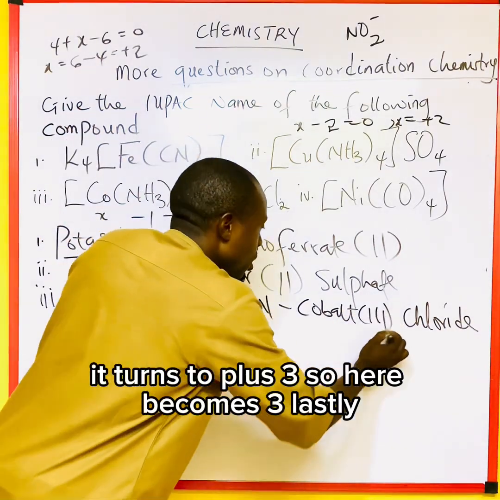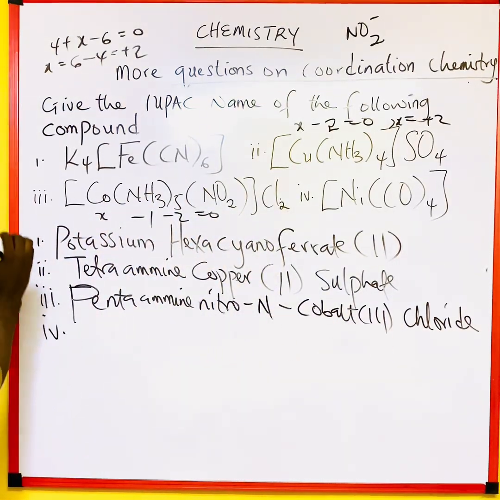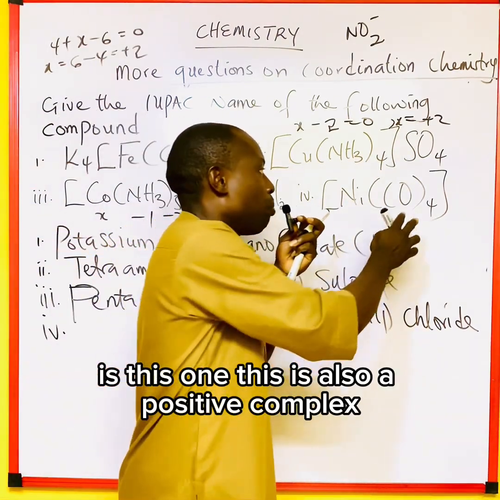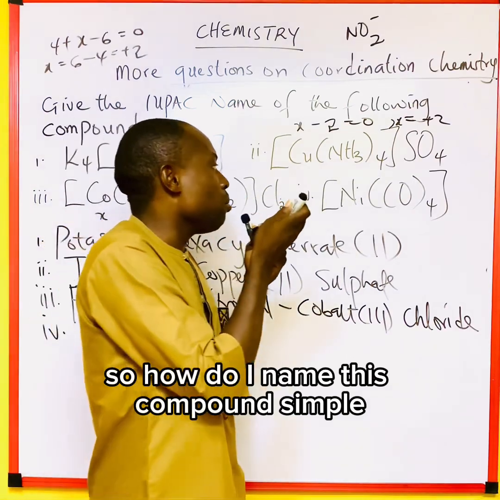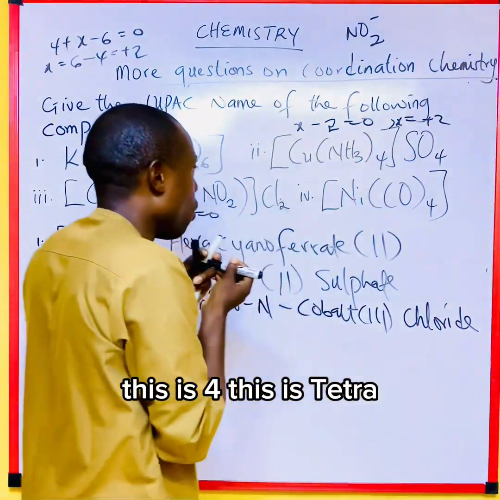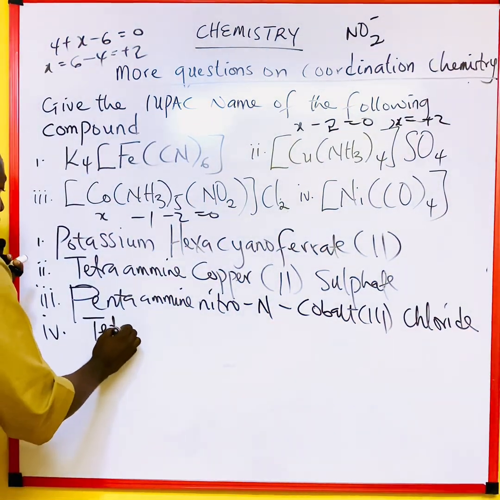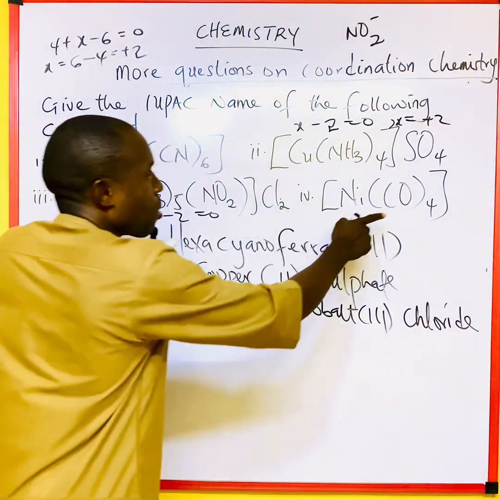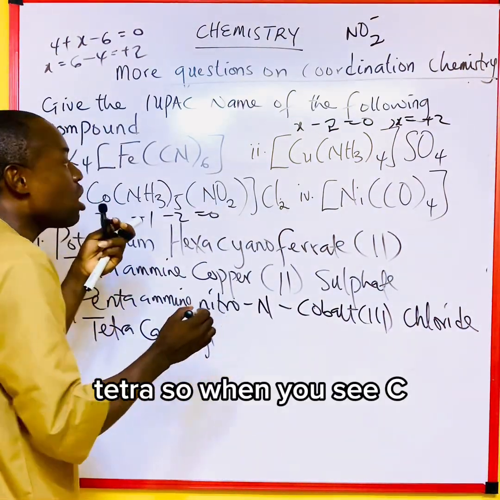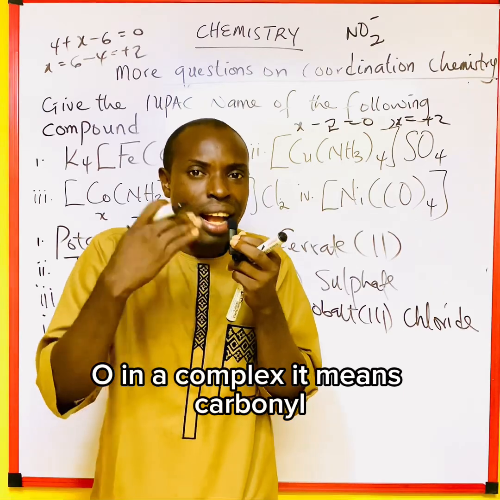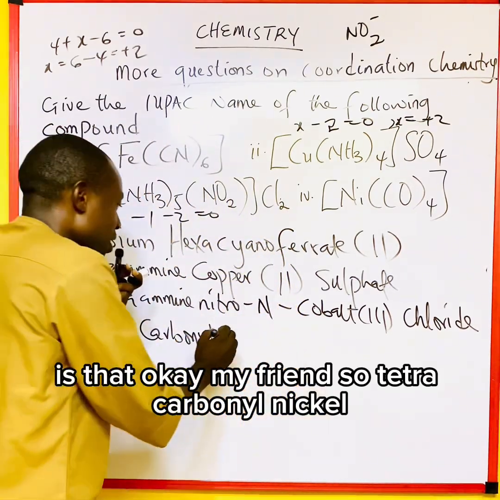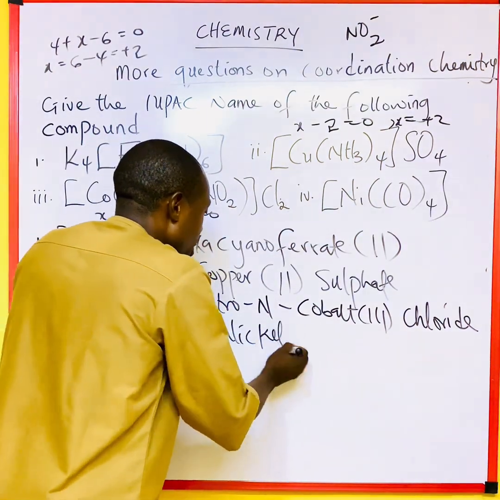So here becomes 3. Lastly is this one. This is also a positive complex. So how do I name this compound? Simple. This is 4. This is tetracarbonyl. So anytime you see CO in a complex, it means carbonyl. Is that okay, my friend? So tetracarbonylnickel. I do not know the charge.